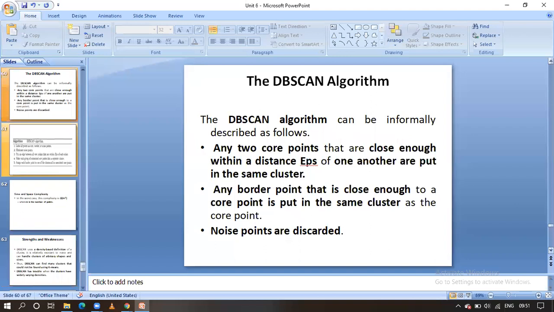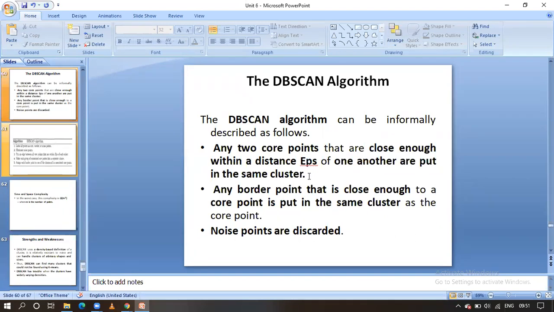Okay, guys, let us see the algorithm related to DBSCAN. It's a simple thing. If you take any two core points that are close enough, within the distance EPS, we are going to take them into one cluster, guys. If the core points are close enough, within the distance of EPS, we combine them into one cluster.